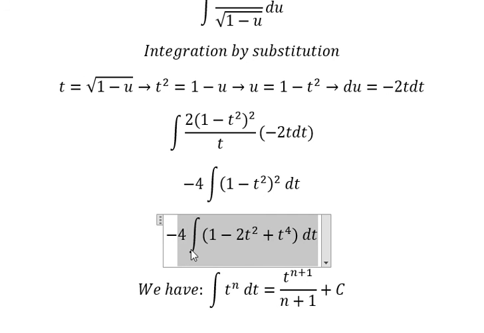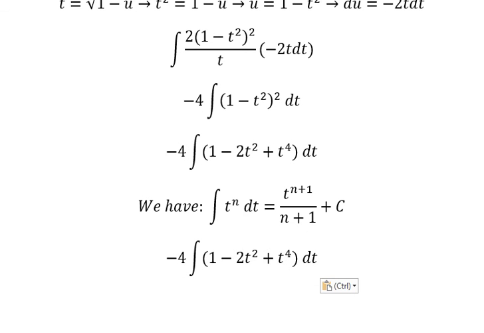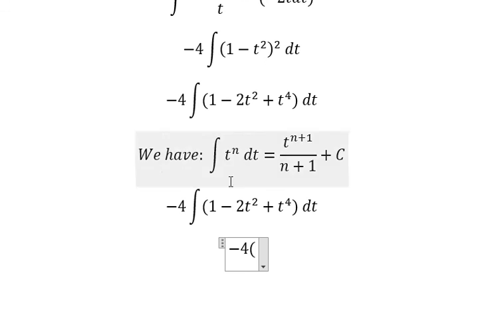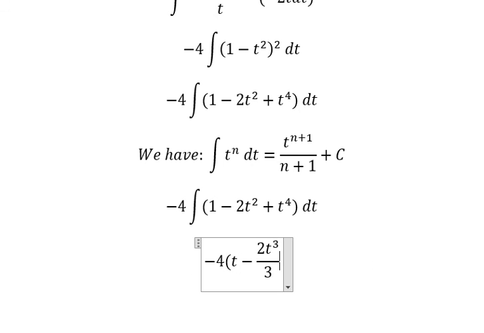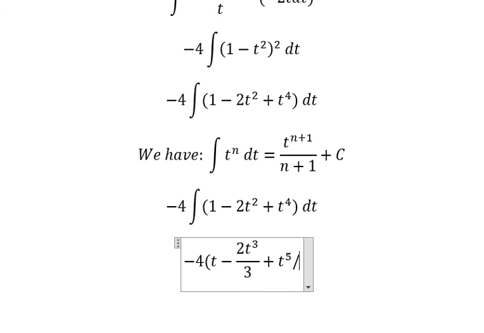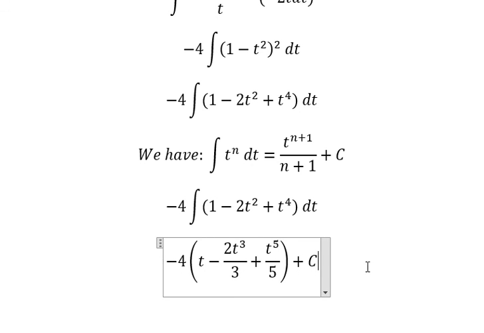And now, we got the final answer in here. The integration of 1, you get t. The integration of t squared, you get 2t to the power of 3 over 3. The last one is t to the power of 5 over 5. And we put c.